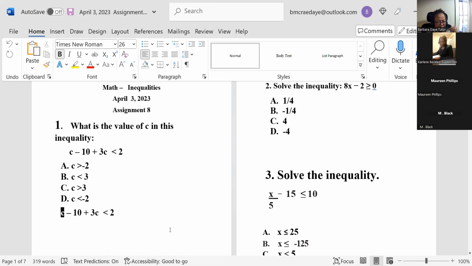The two C's, because you ask what is the value of C in this inequality. But you still haven't told me how you picked D. What caused you to pick D? I did the C minus and the 3C, but then nothing else. So you didn't combine your C's on the left side? No. Well, how do you come up with a negative answer? I don't know.